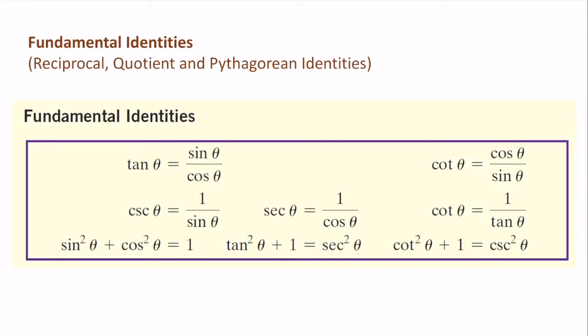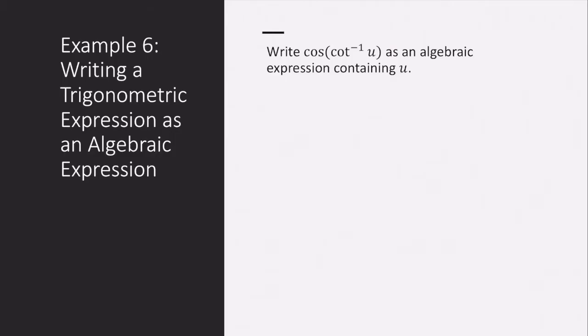Last but not least, here are our fundamental trig identities. We need to get really comfortable using these because we're going to start writing trigonometric expressions as an algebraic expression and using u substitution. So here I've got cosine of arc cotangent of u. Let's let theta equal arc cotangent of u. So that means cotangent of theta equals u.